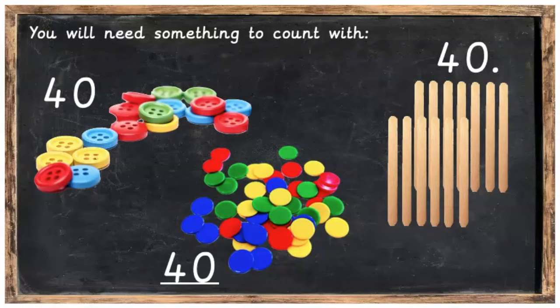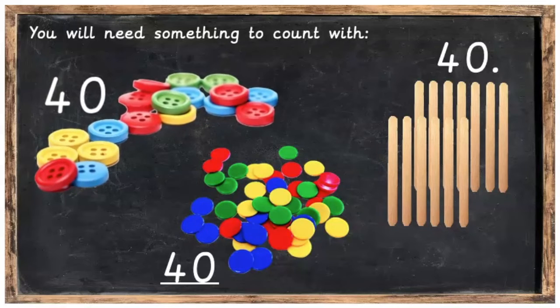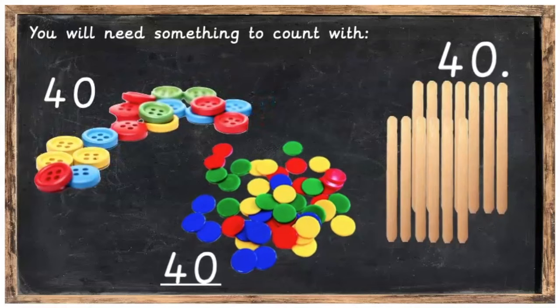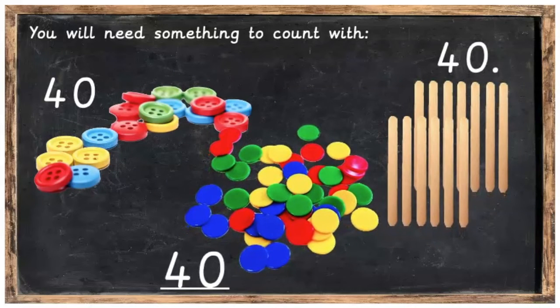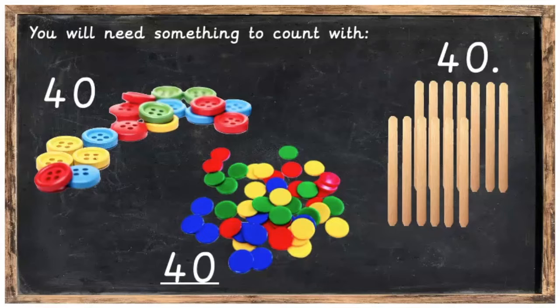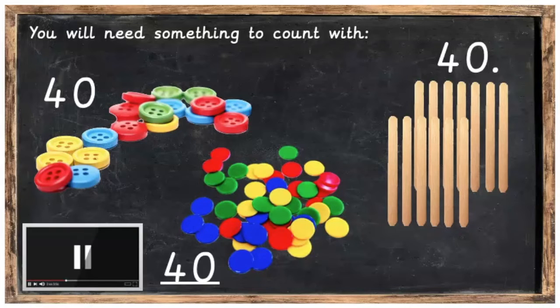You're going to need something to count with, so you could get 40 buttons, or you could get 40 lollipop sticks, or you could get 40 counters, whatever you've got, to help you to count. In this lesson, we're going to use counters. Pause the video, get your 40 counters, and then press play when you are ready.